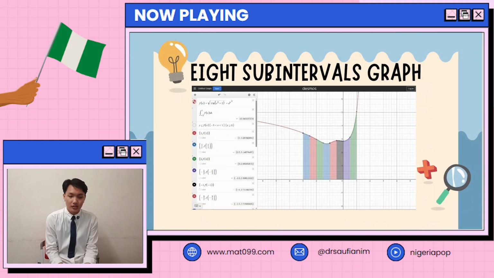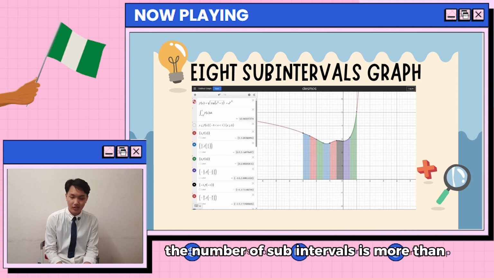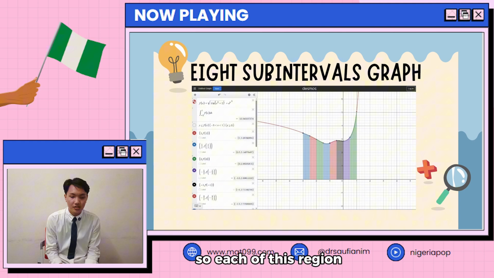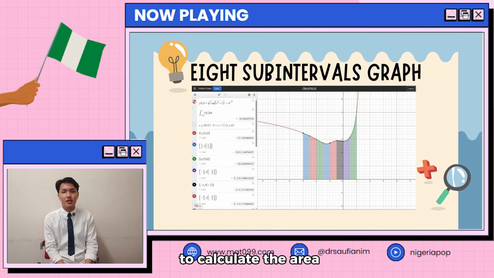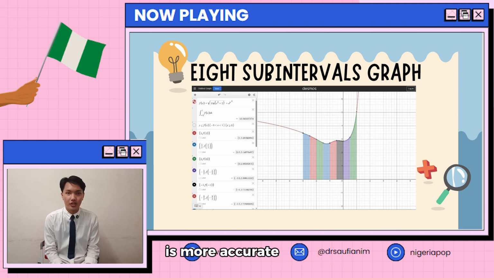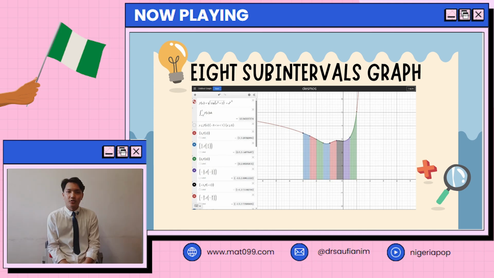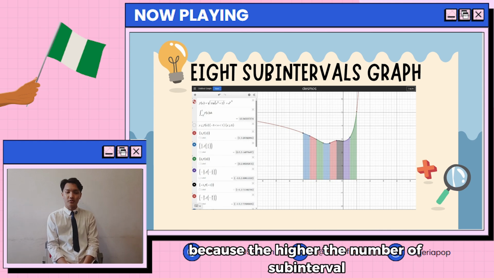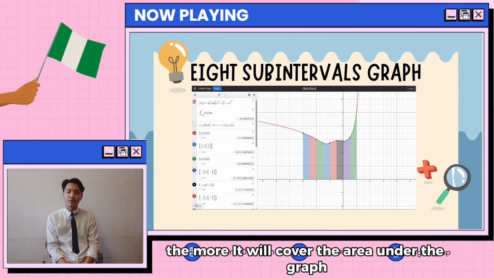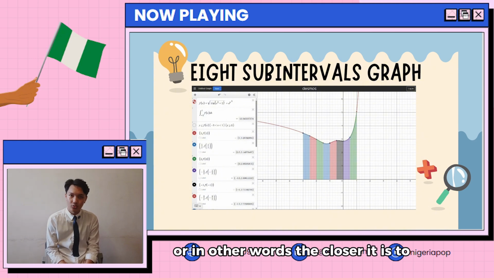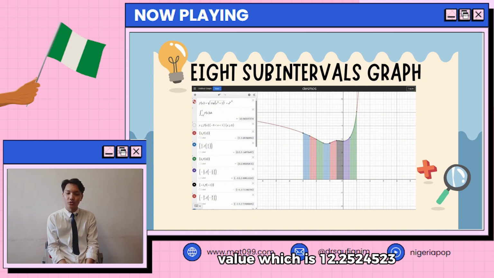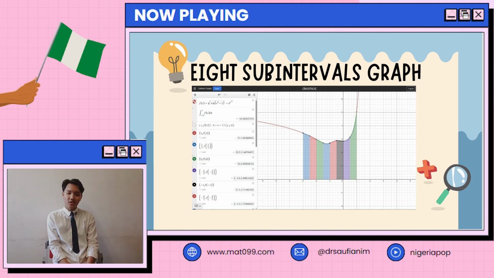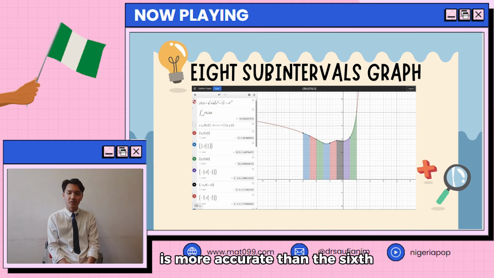So as we can see here, the number of sub-intervals is more than before. So each of these regions represents the area under the graph. So the 8 sub-interval is more accurate than the 6 sub-interval one. So the value between 6 and 8 sub-interval is different because the higher the number of sub-intervals, the more it will cover the area under the graph. Or in other words, the closer it is to the actual value, which is 12.24523. So what we can conclude is the 8 sub-interval is more accurate than the 6 sub-interval.